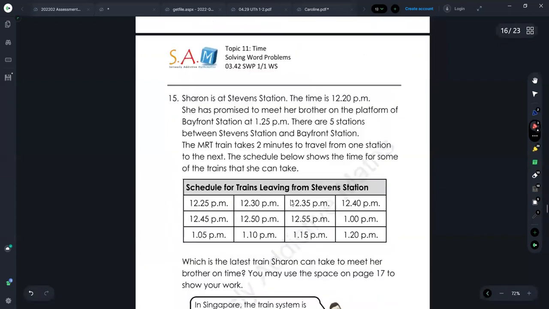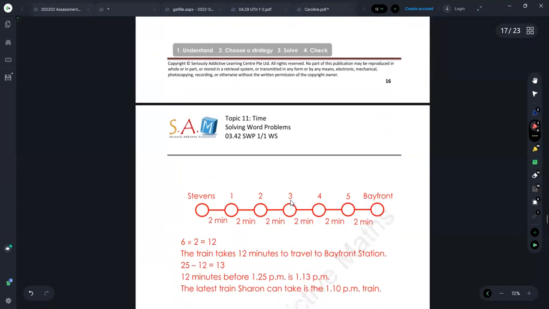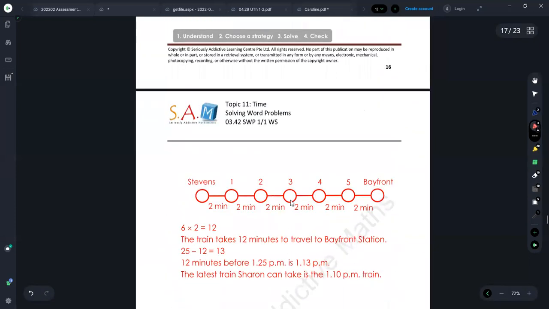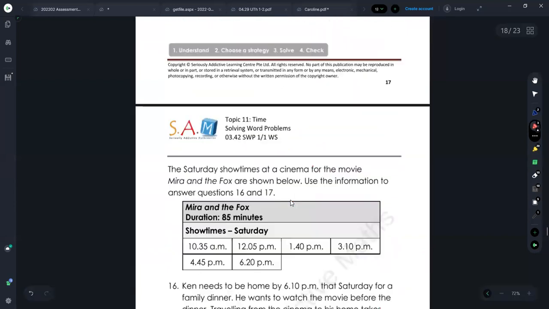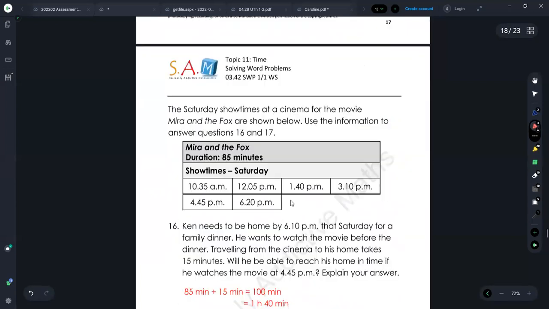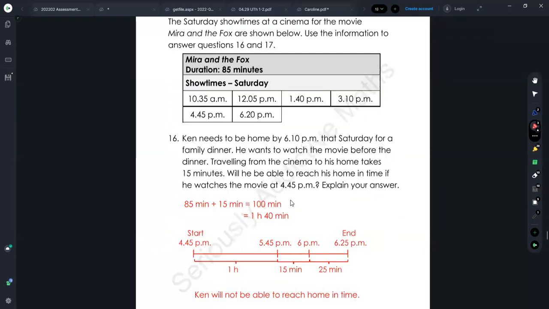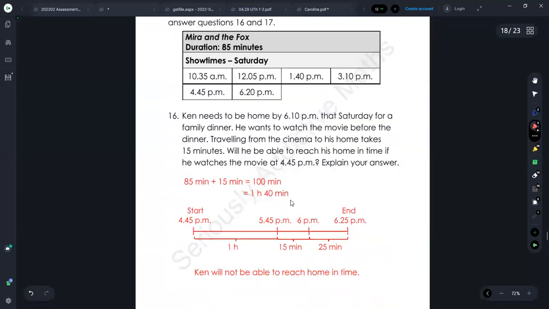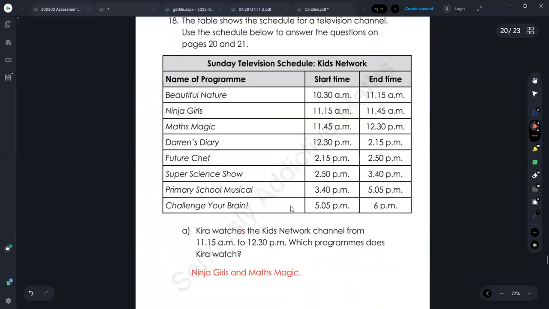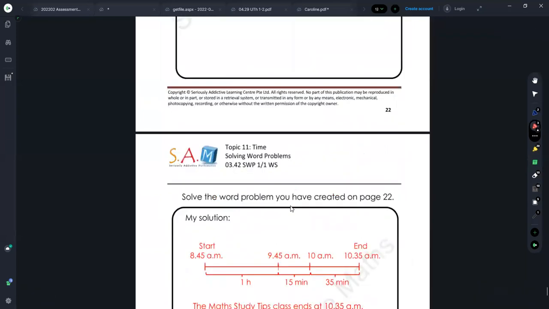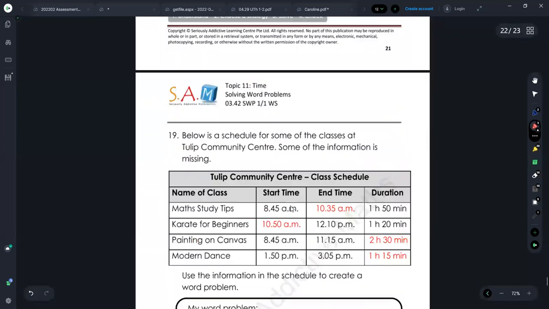Maybe do question 15. This one is a bit different, where they have to act it out in a way. They have to draw the intervals to find out how many minutes it takes to reach, so multiplication again. And I would say do question 16. And I think the rest are quite okay, quite straightforward.